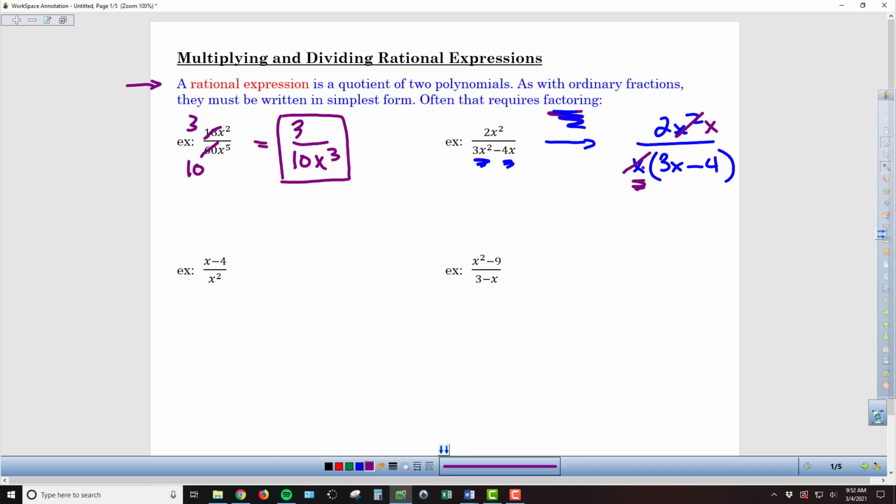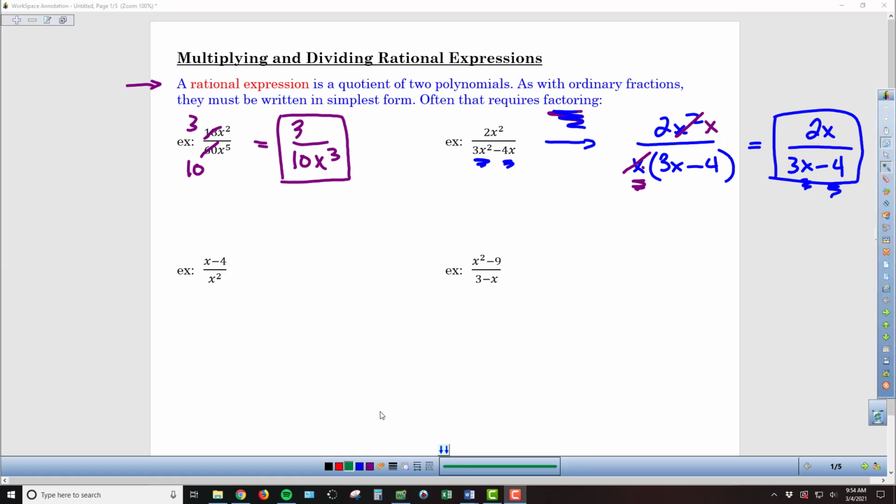And so now at this point, that's all that we can do. We end up with 2x over the 3x minus 4 that's in the parentheses down on the bottom. And again, we might be tempted to reduce this x with the x that's up top, but because this term 3x is connected by subtraction to the 4, there's no more reducing that we can do. We can only reduce things that are connected by multiplication, not by addition and subtraction.